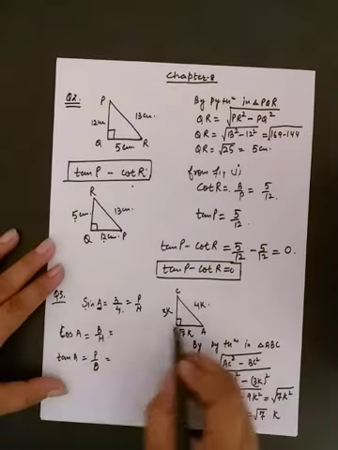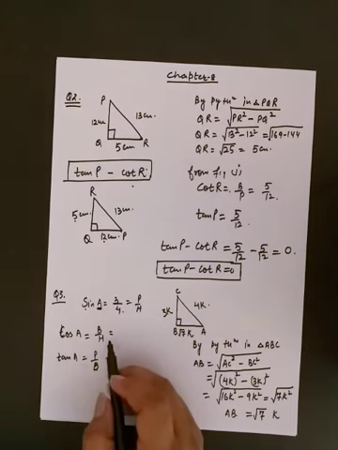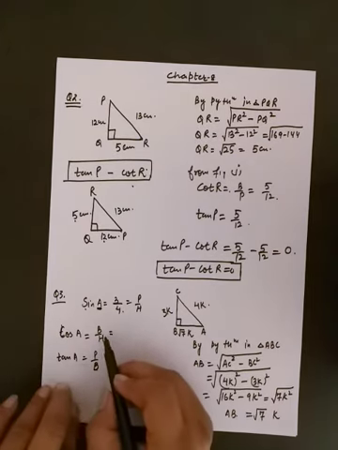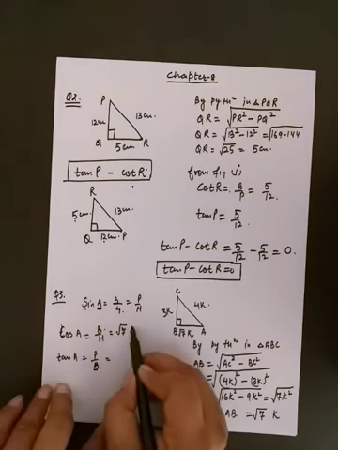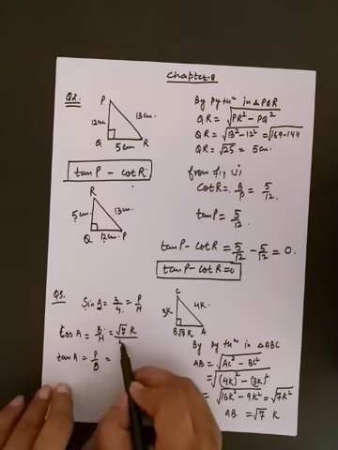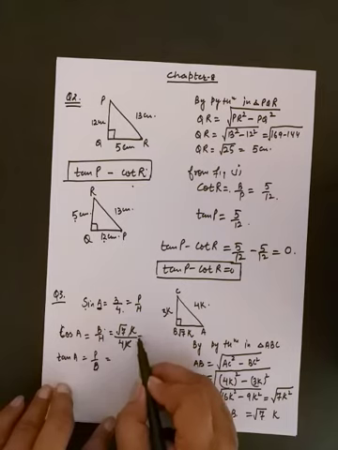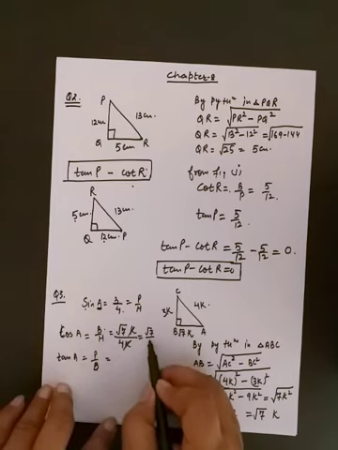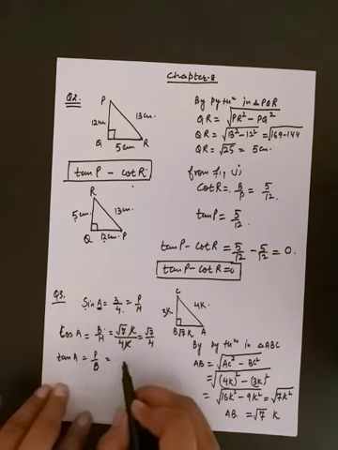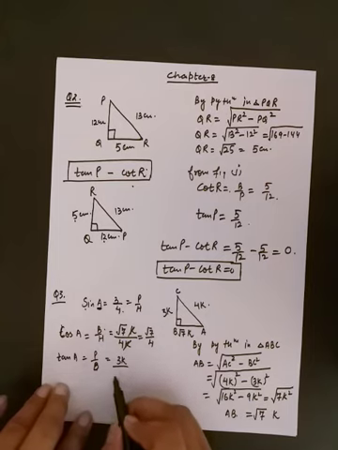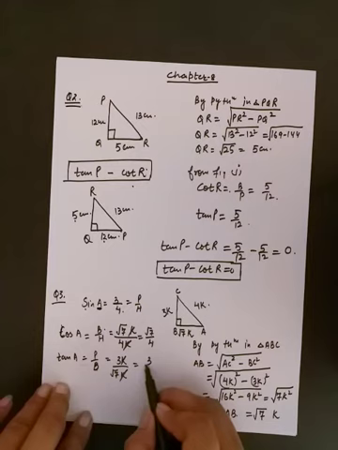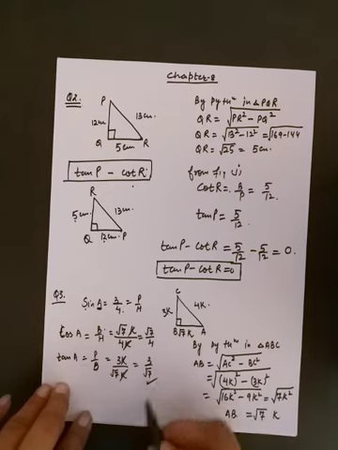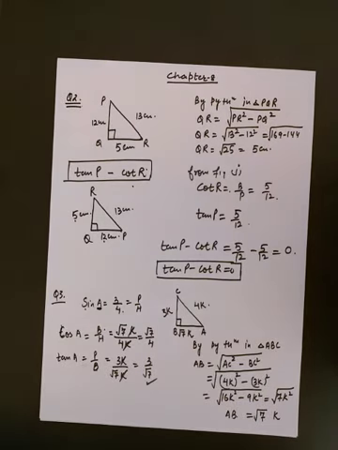Now putting these values for cos A and tangent A. Cos A is base over hypotenuse. Here base is root 7k and hypotenuse is 4k. So k will cancel out and it will be root 7 by 4. And for tangent, 3k by root 7k. K cancels and it will be 3 by root 7. So this is our question number 3.